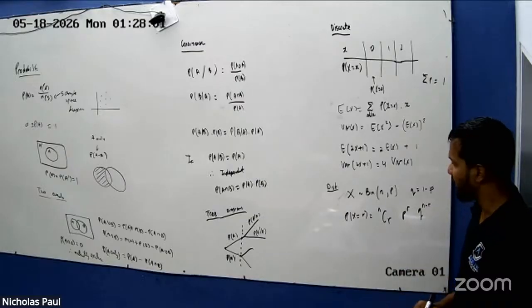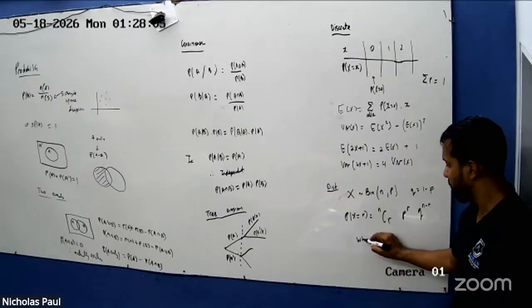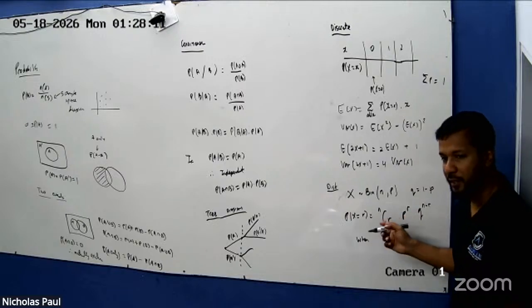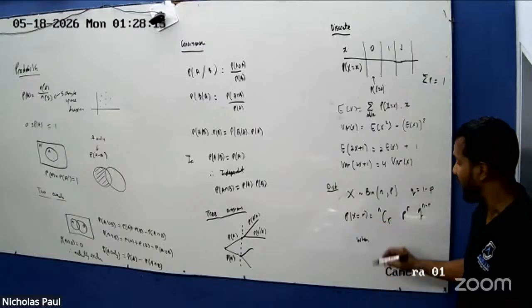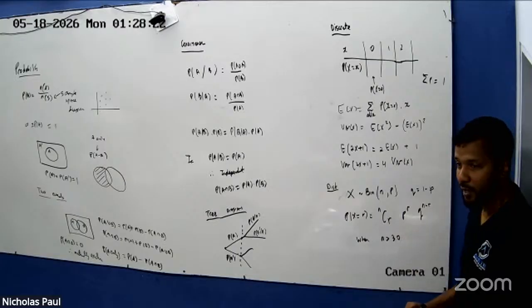But binomial has a slight problem. What is it? Remember, we have a condition when we could use this and when we can't use it. When n is large, right? And large is what? When n is more than 30, we have to approximate it.